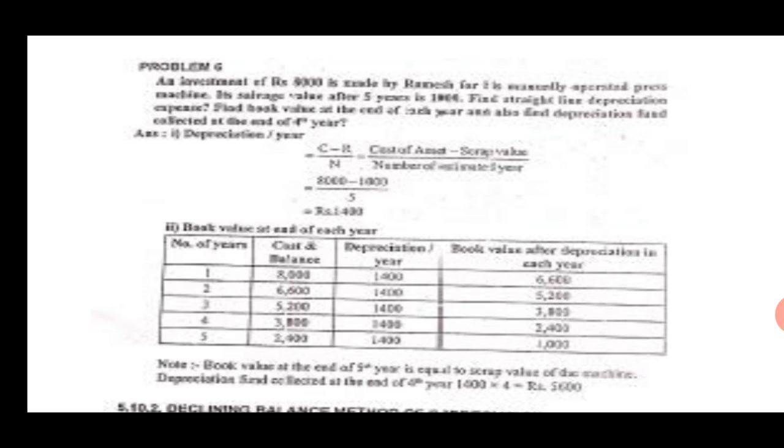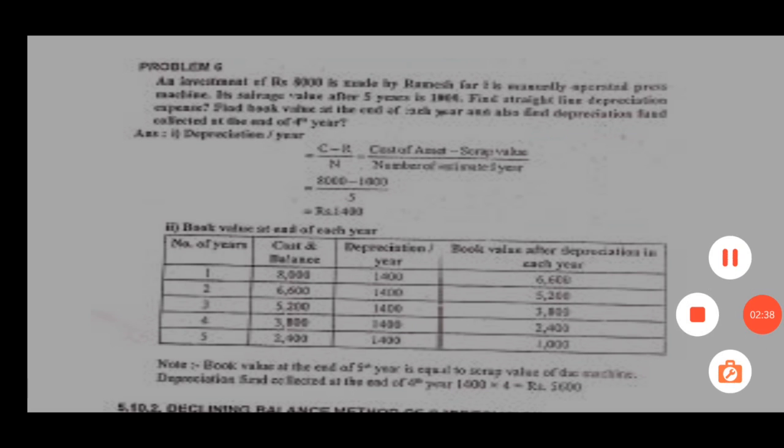The depreciation fund collected at the end of 4th year is equal to 1,400 rupees into 4 years. For 4 years he is asking. So 4 years, each year is 1,400 rupees into 4 years is 5,600 rupees. So this is the depreciation fund what we have collected. So this is how we will solve the problem on straight line depreciation method. Thank you.